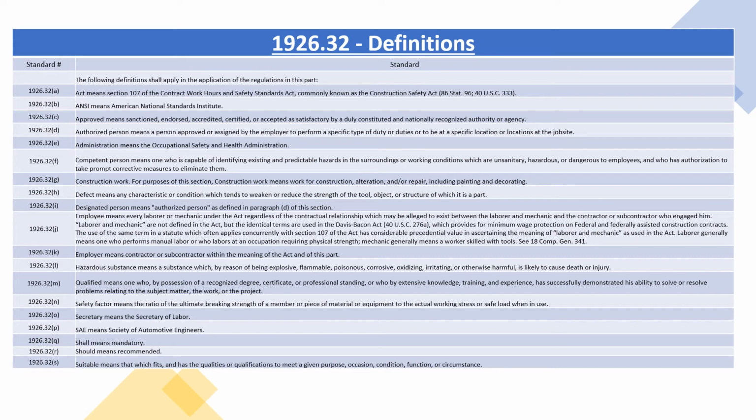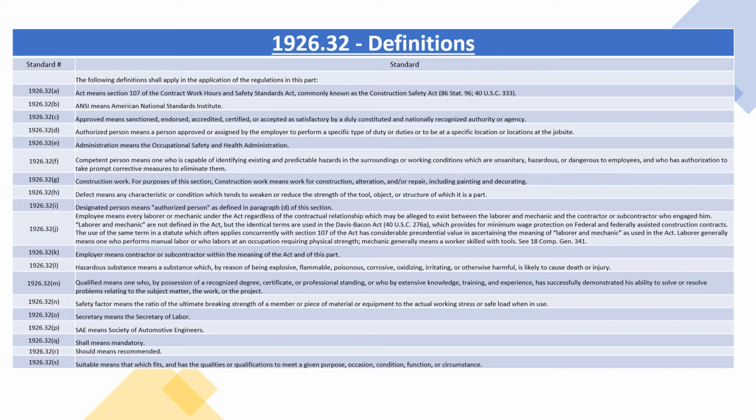C18 Comp. Gen. 341. 1926.32 K. Employer means contractor or subcontractor within the meaning of the Act and of this part. 1926.32 L. Hazardous substance means a substance which, by reason of being explosive, flammable, poisonous, corrosive, oxidizing, irritating, or otherwise harmful, is likely to cause death or injury.